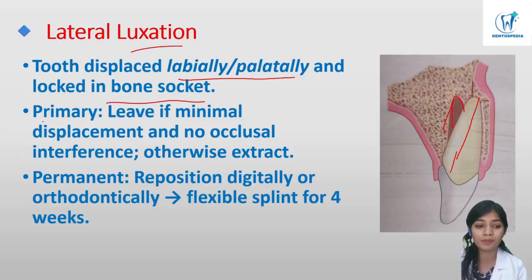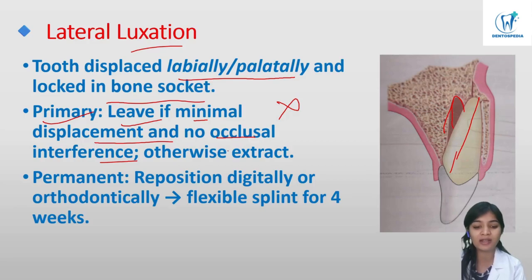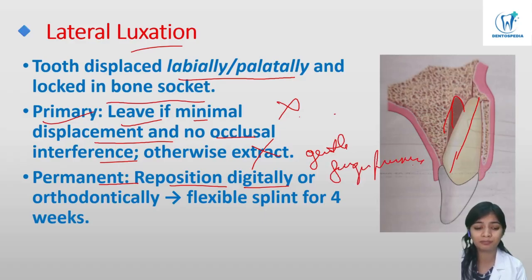If the tooth is primary, then you have to leave it if there is minimal displacement and no occlusal interference. Otherwise, if it is impinging or causing any type of disturbance to the permanent successor, then you have to extract it. Understand? If the tooth is permanent, then you have to reposition it digitally with gentle finger pressure, or orthodontically, and you have to do a flexible splint for at least 4 weeks.